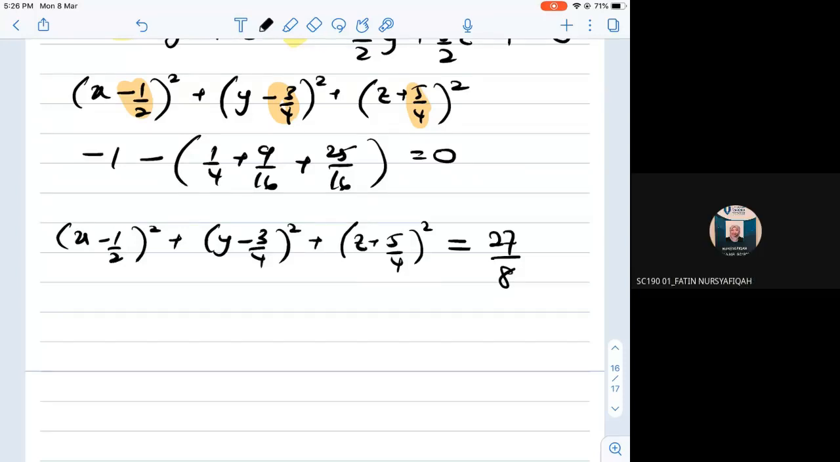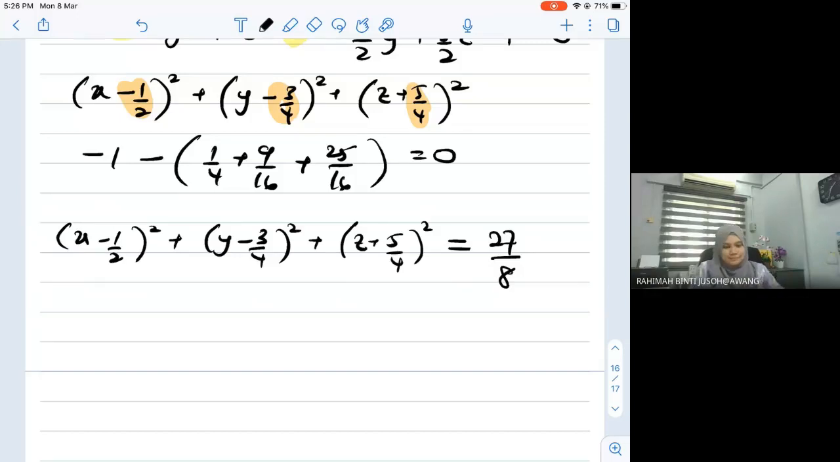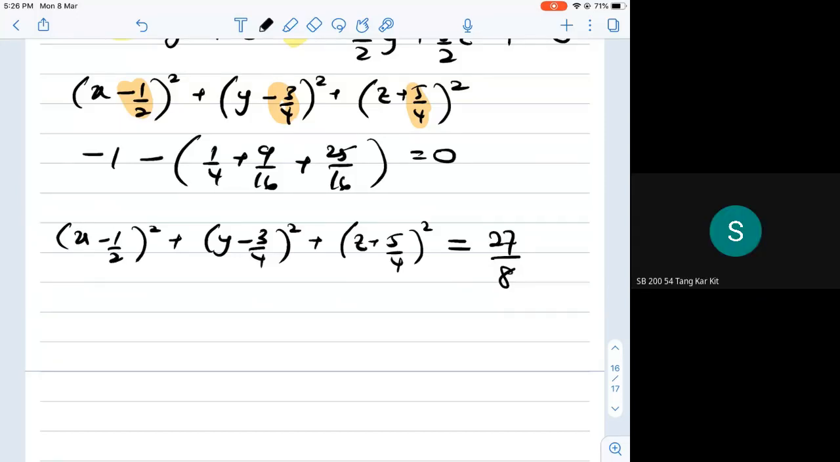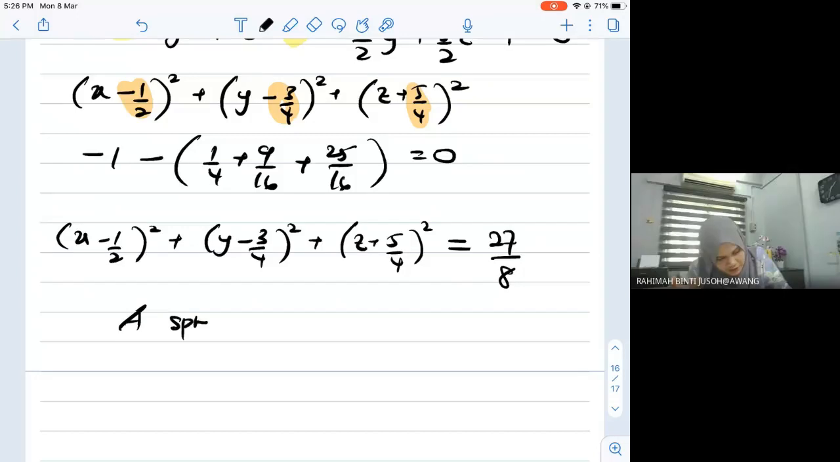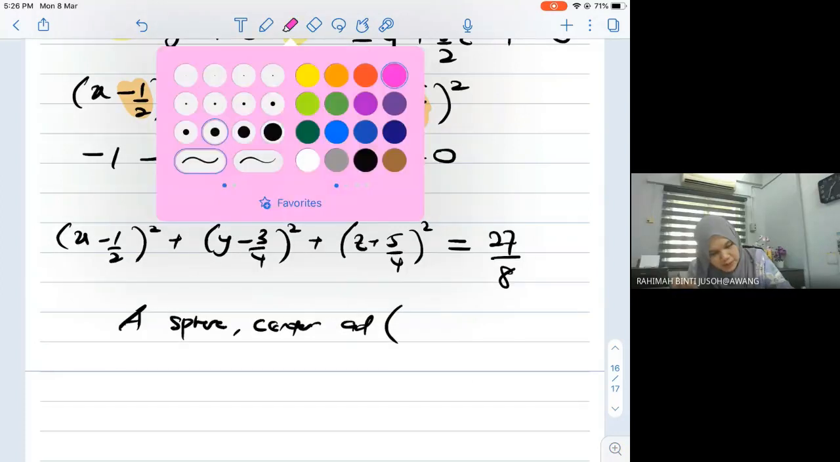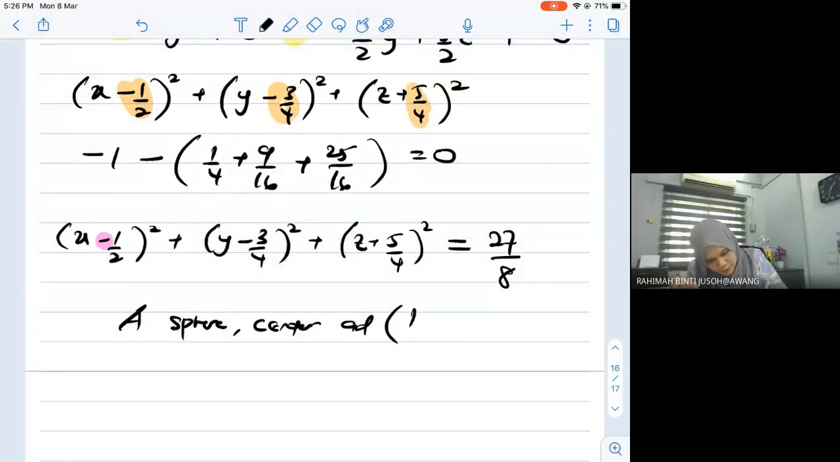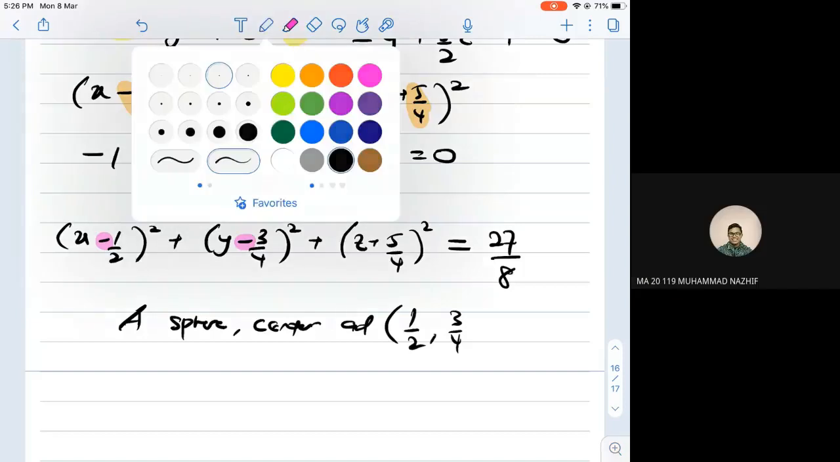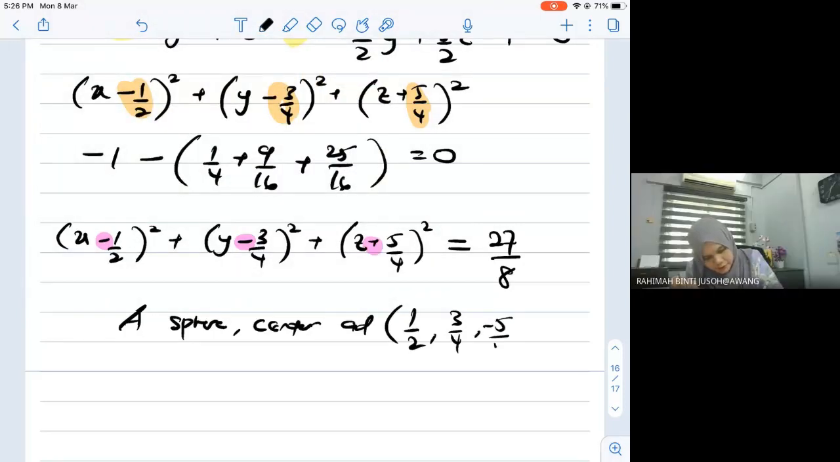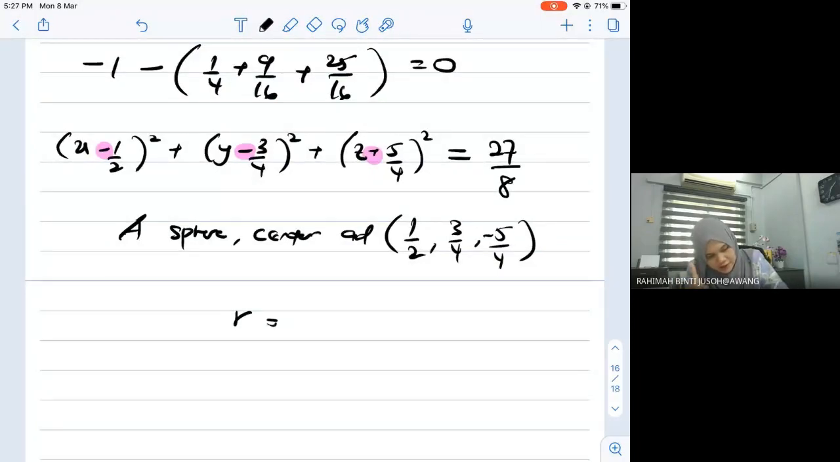So what's the conclusion now? Okay, good. Very good. Is there any sphere here? Yes. So conclusion di dalam test nanti you buat a sphere, center at, apa center dia? Kalau ni negatif dia jadi positif, 1 over 2. Kalau dia negatif dia jadi positif. So 3 over 4 and this one negative 5 over 4. Yes, very good. And the radius, don't forget radius adalah square root 27 over 8. Like that. Okay, so finish already.